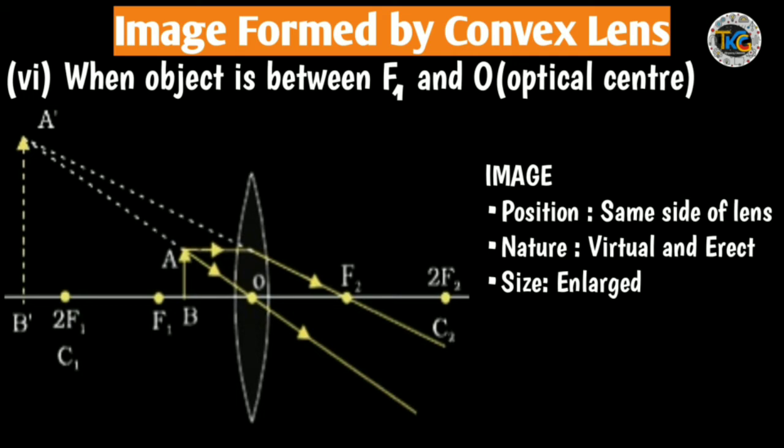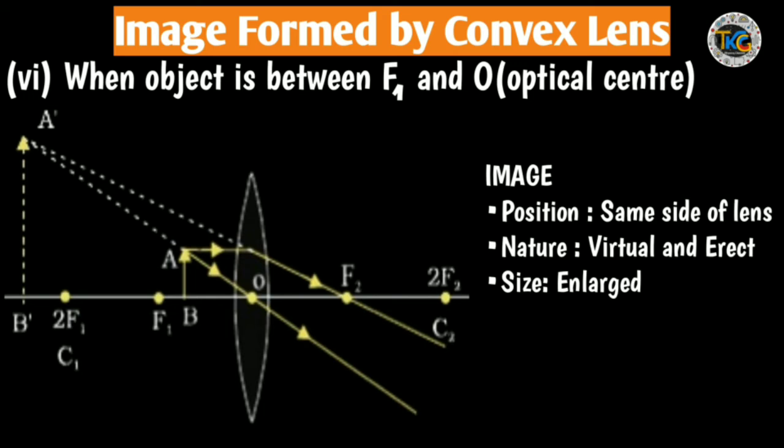So this image nature is virtual, and A'B' is upright, also upright, so that is called erect, and the size is enlarged. Clear? So in convex lens image formation, in the first 5 cases the nature is real and inverted, and in this final case the nature is virtual and erect. So there are 6 cases for image formation by a convex lens.